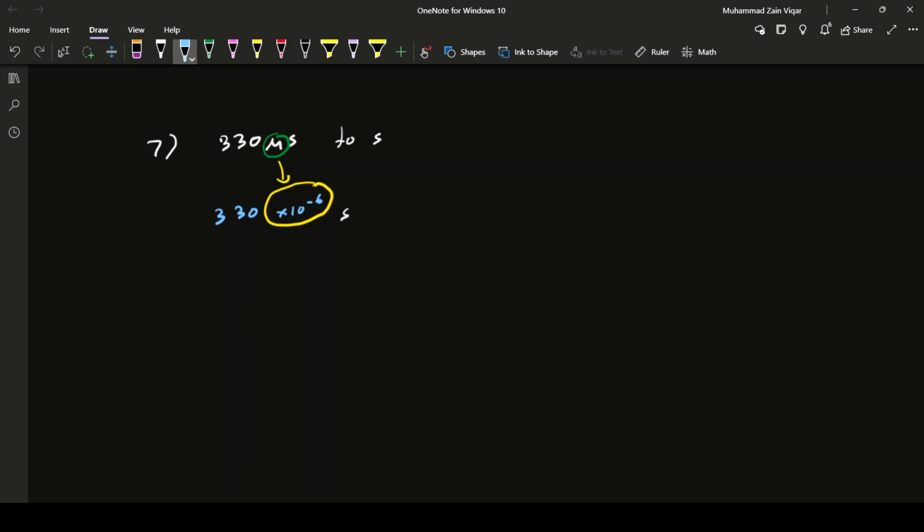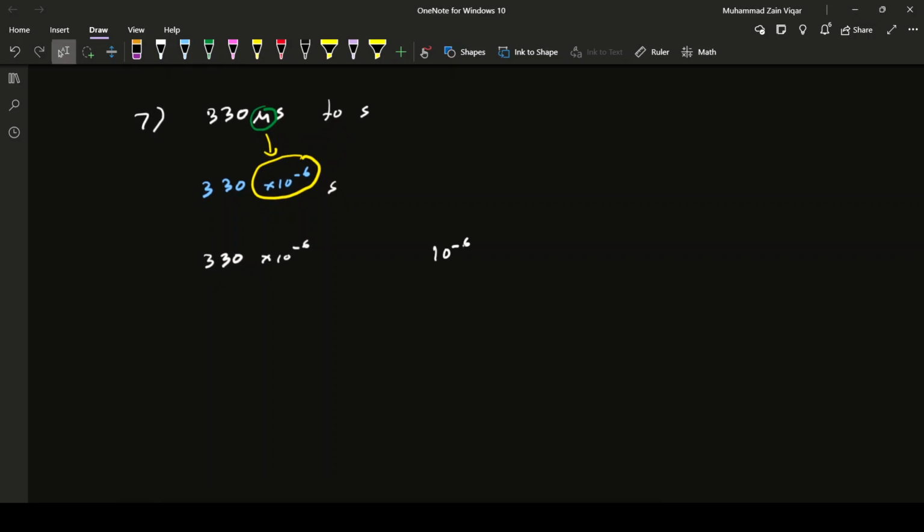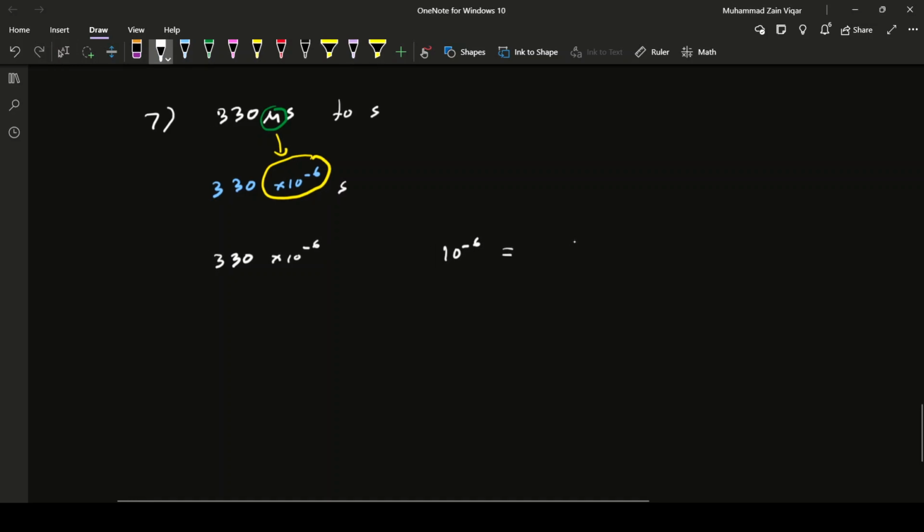Now we just do the thing. You could either use a calculator or do it manually to express the number. So 330 times 10 to the power -6. You realized that when I moved the decimal place to the right previously, I was decreasing the power by 1, right? Now I have to express the number the way it is. So how would I do that? Times 10 to the power -6 could alternatively be written as 1 over 10 to the power 6.